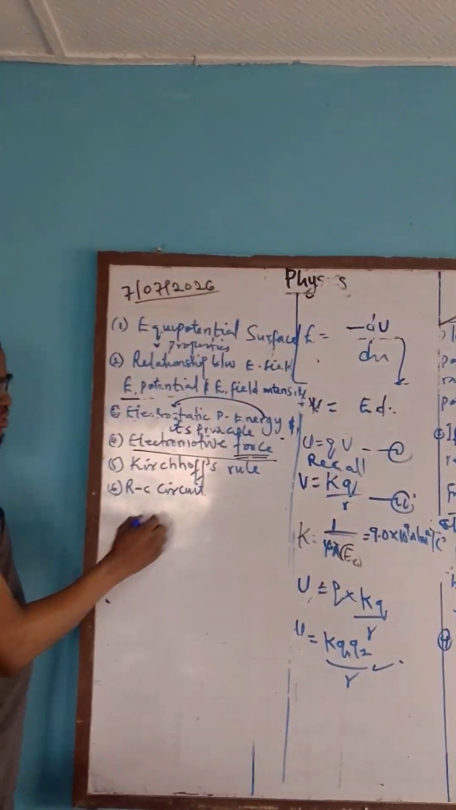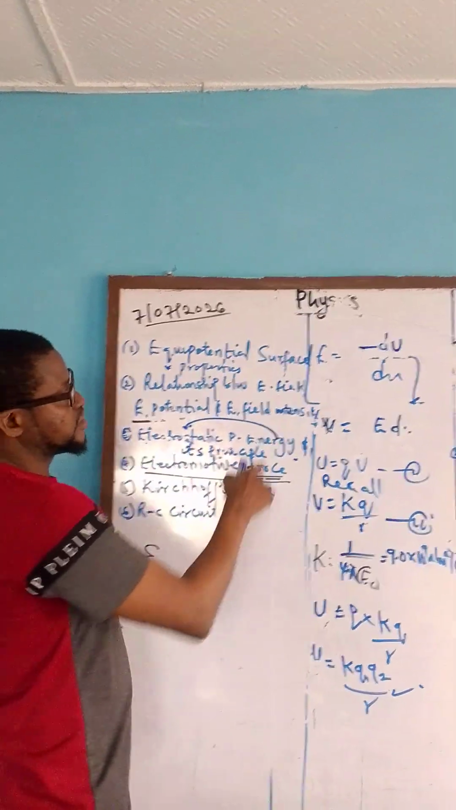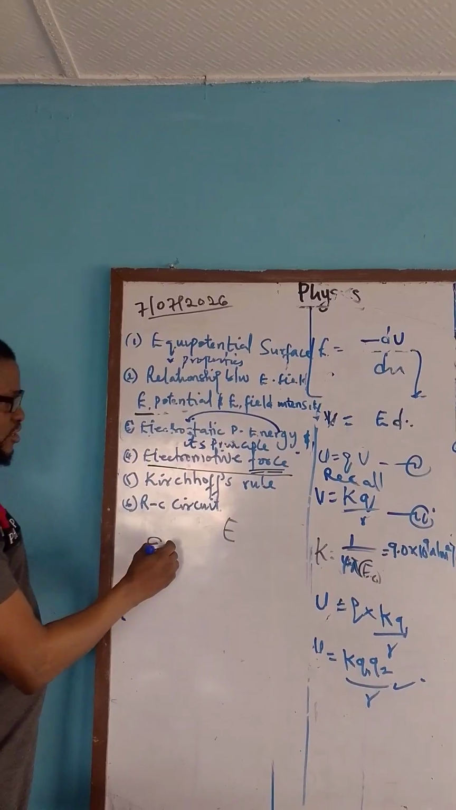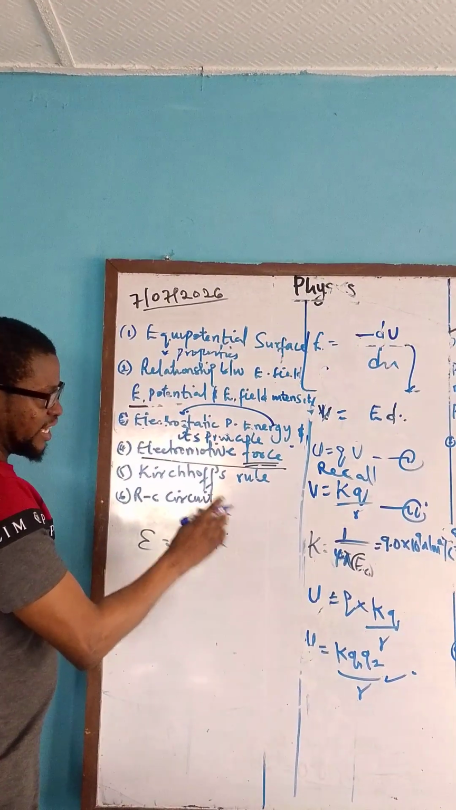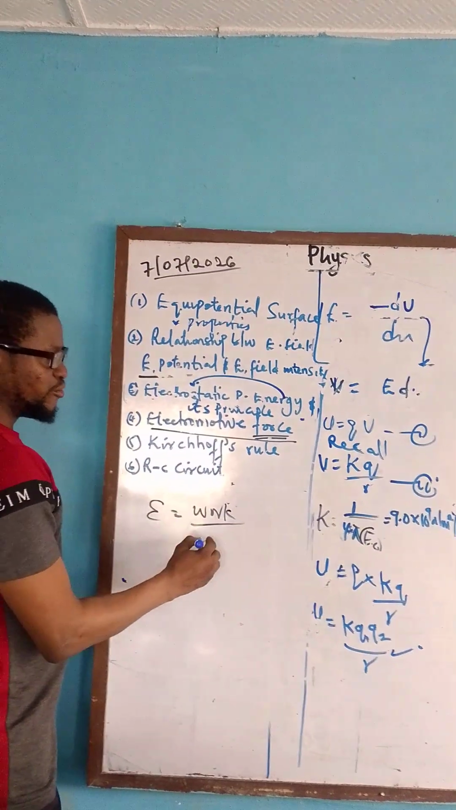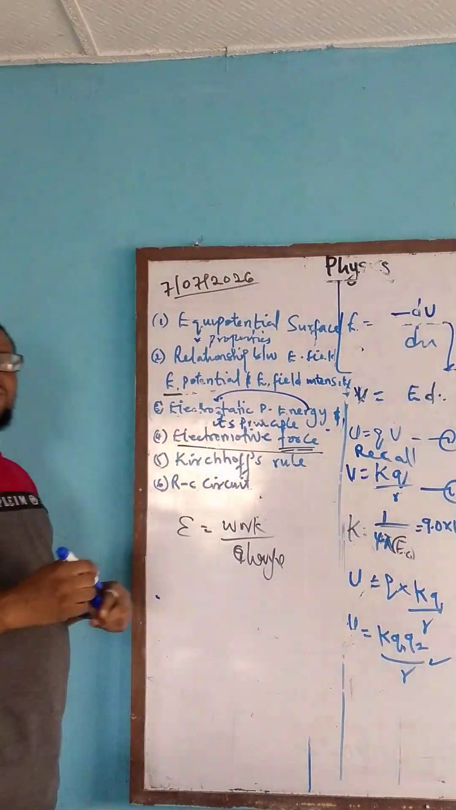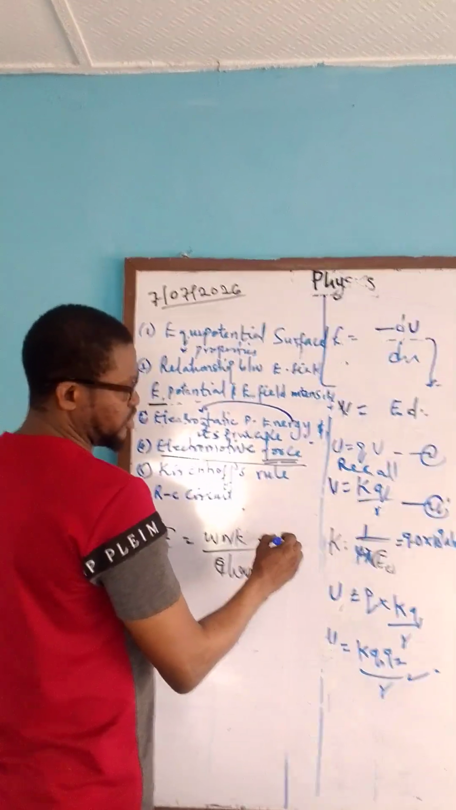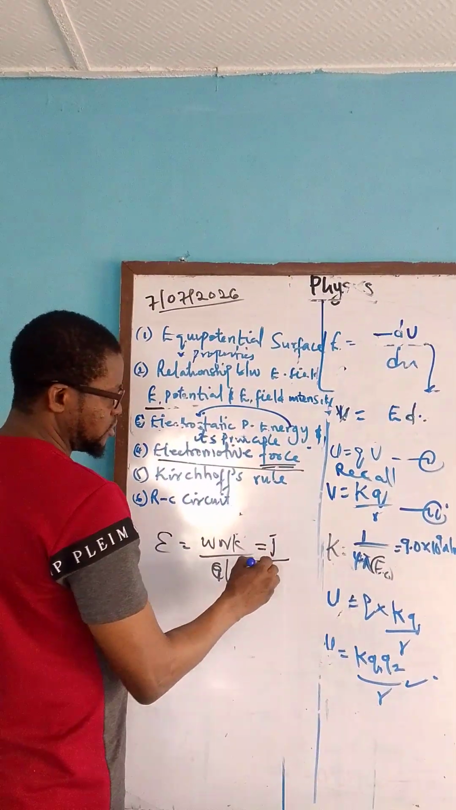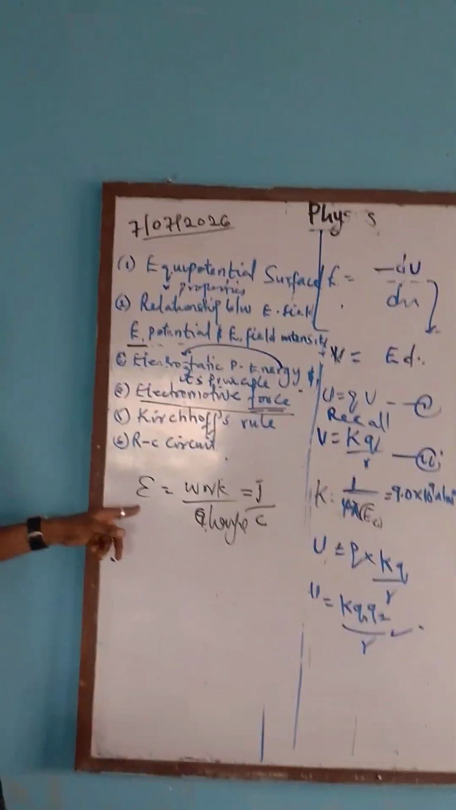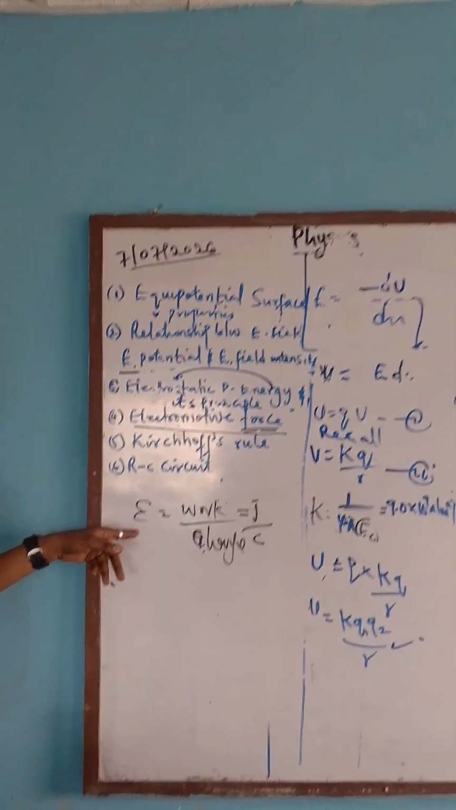So this is a symbol. If you use this, that one is meant for electric field intensity. This is going to be work done, energy needed in moving what? Charge. Work done over what? Charge. So work done is measured in joule, charge is measured in coulomb. So I can say the unit for electromotive force or potential difference.